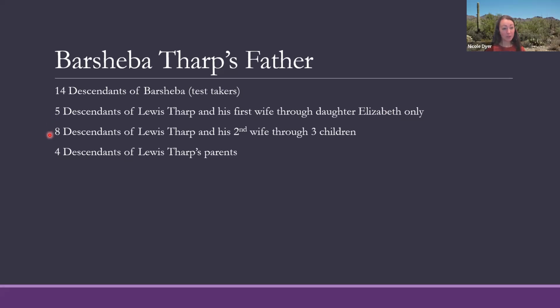And then for descendants of Lewis Tharp and his second wife, I had 8 descendants through 3 of his children. So this was a little bit stronger. And then I wanted to strengthen the case because I had a lot of DNA matches from Lewis Tharp's parents. So I thought that strengthened the case quite a bit. So I included 4 descendants of Lewis's parents through different siblings of Lewis. And these ones were difficult to document because this was going back into the earlier 1700s. And so this is where I had to write some proof arguments for some of those relationships to parents. And they weren't too challenging to write, but it did require that extra step.